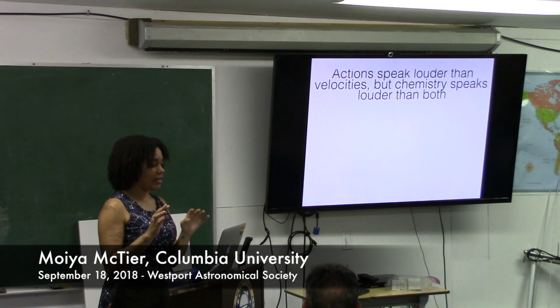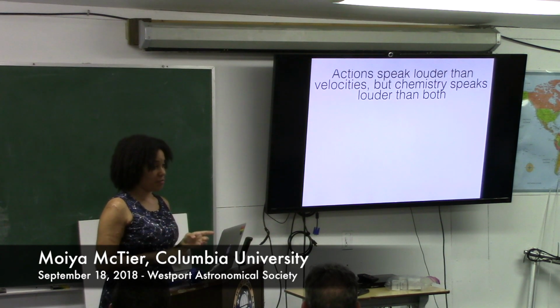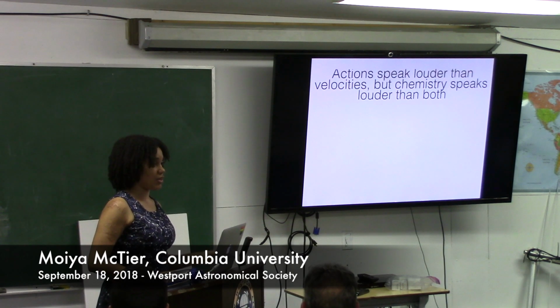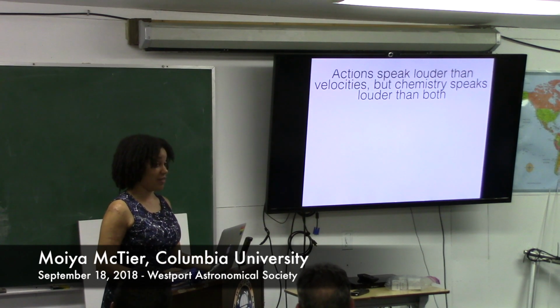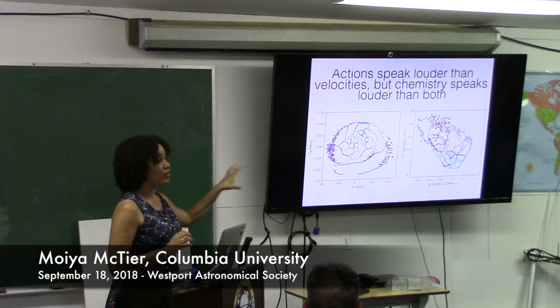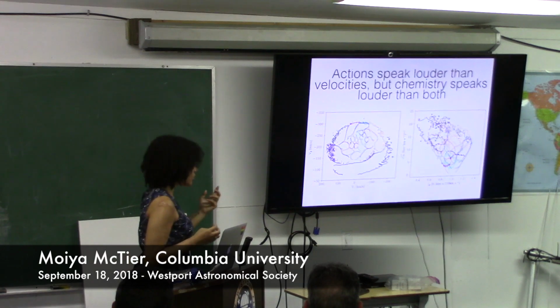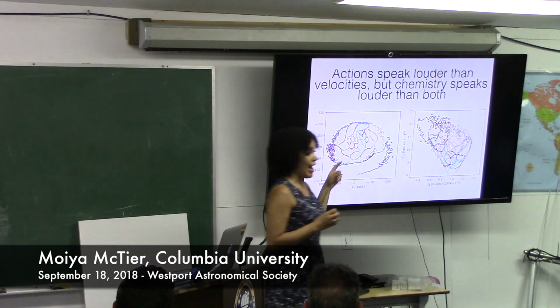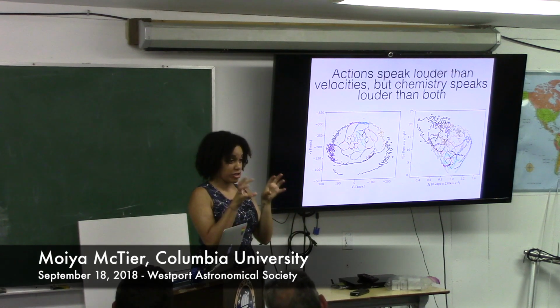Will McTier was right. But chemistry is really important, almost more important than both. So if you're going to do this type of work, you need to start characterizing and defining moving groups based on their chemistry. And when I do that, this is the map of moving groups that I find, where sometimes the moving groups are on different sides of actions of velocity space, but they're actually the same group.